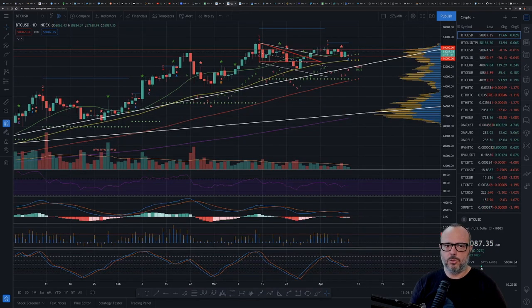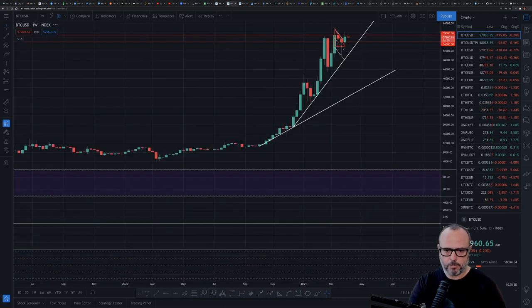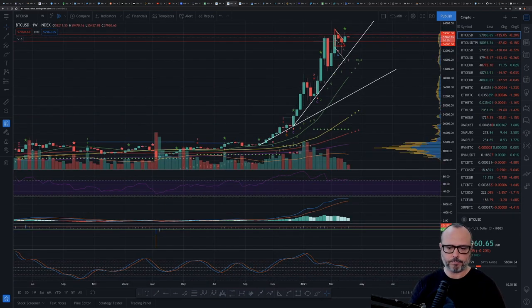Let's go to the MRI, and I will go to the weekly chart. Sorry for that. So here we are on the weekly chart. As you see, we have a nice candle structure here. This is a hammer. It's a bullish candle.